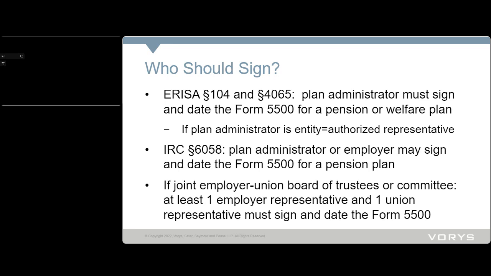And then again, you can see the Internal Revenue Code says it's the plan administrator or the employer who may sign. But again, to the extent they're subject to ERISA, you need the plan administrator to sign. And then we did put in here that if you are a joint employer, union, board of trustees, or committee, at least one employer representative and one union representative must sign and date the 5500.